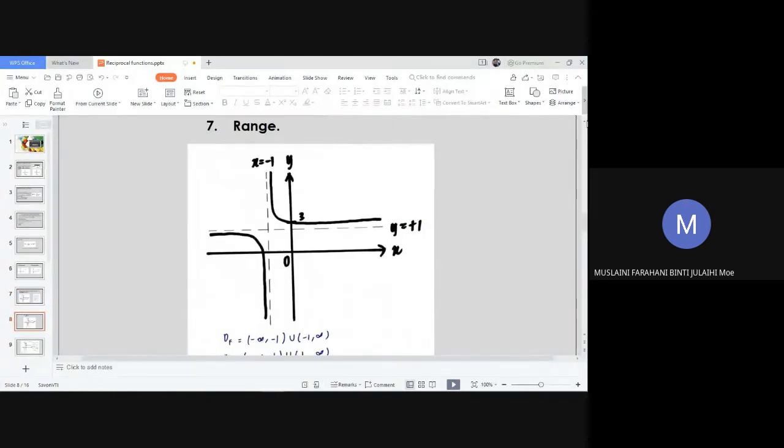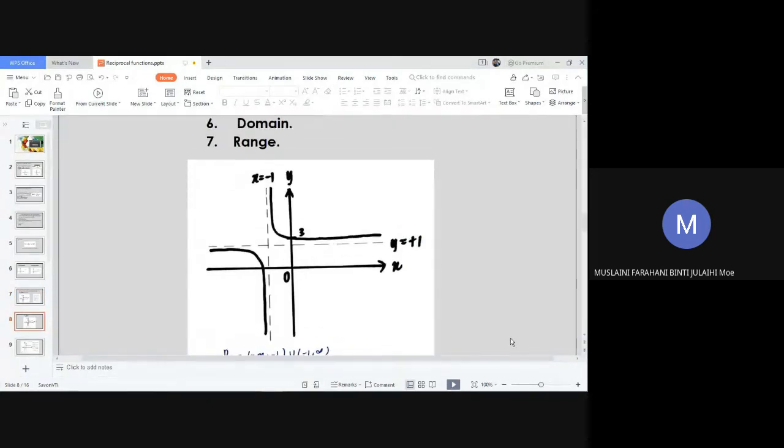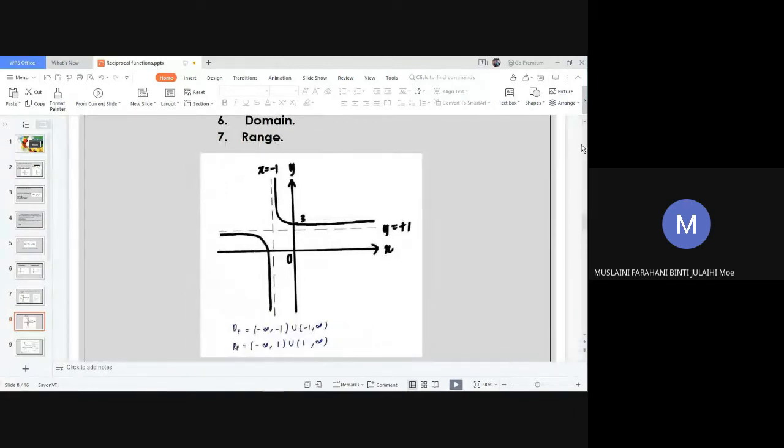Okay. Step 6 is we have to find domain. As for the domain, there is a correction there on the graph that on the first curve on the quadrant 1, the curve should be as close as possible to the horizontal asymptote.